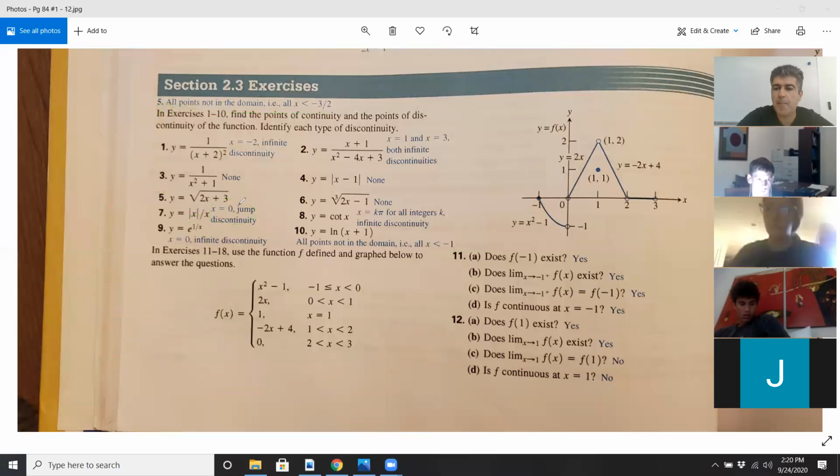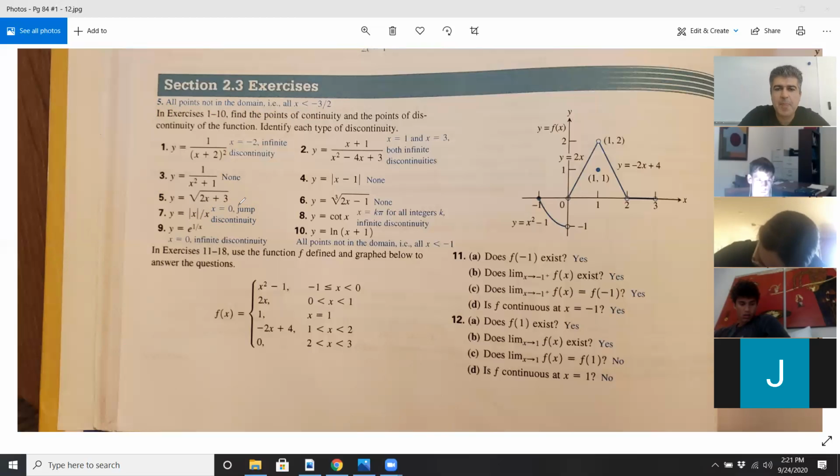Mr. E, for number 5, since it's asking to identify each type of discontinuity, what word would you say? Nothing. There's no label for it, unfortunately. So it's just like all the points within the domain are continuous. Yeah, and that's it. It doesn't have a special label because it's just not part of the domain.